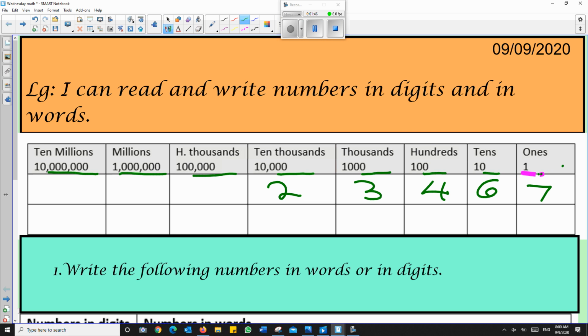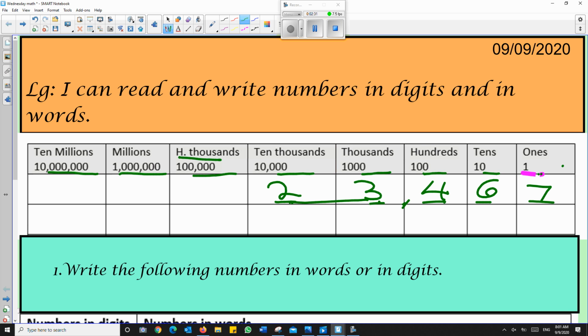So I'll start. These are ones, tens, hundreds, thousands, ten thousands. So my number starts with ten thousands. And how many ten thousands are here? This is 2, and it's in ten thousands, so it's 20,000. And this is 3,000. This is 400. This is 60. This is 7. So I'll read the number 23,467.